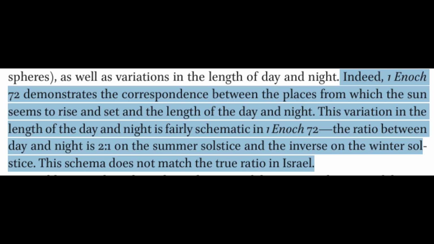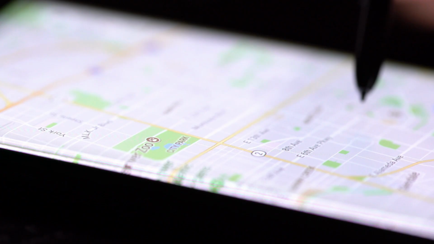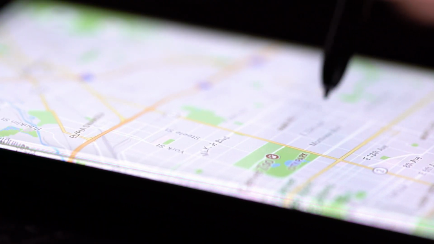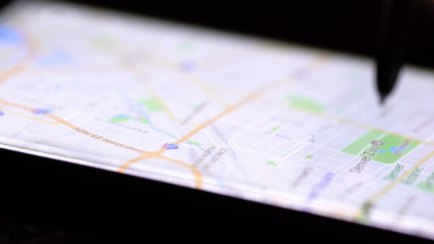As I mentioned in a previous video, Enoch describes unique divisions of night and day, specific ratios of 1:2 and 2:1 in chapters 72:14 and 72:26. These represent the extremes of daylight and darkness. Now, Enoch was taken somewhere on Earth to observe these patterns, but the text doesn't tell us exactly where.